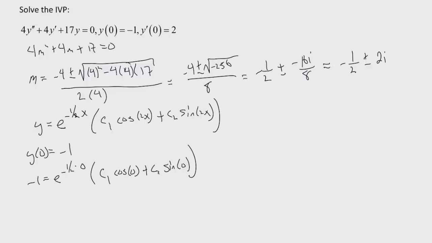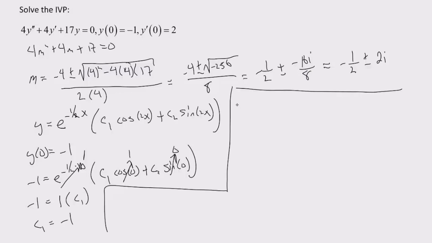Okay, so a lot of these are going to zero out. This piece right here, e to the -1/2 times 0, that's just 1. So we get -1 equals 1 times... cosine of 0 is 1, sine of 0 is 0. Put that in. And then I want to take the derivative, and then I can apply the other condition that we know, because that makes my life a little bit easier if I now know that C1 is -1. So e to the -1/2 x times negative cosine 2x plus C2 sine of 2x.